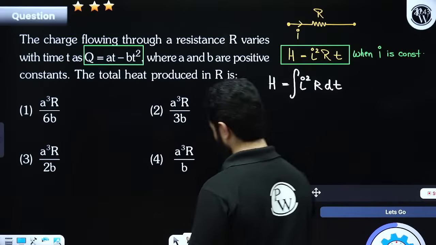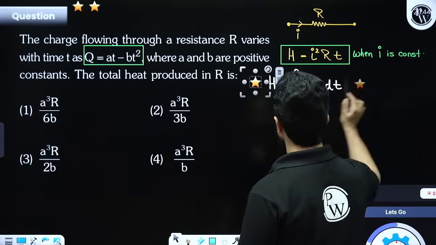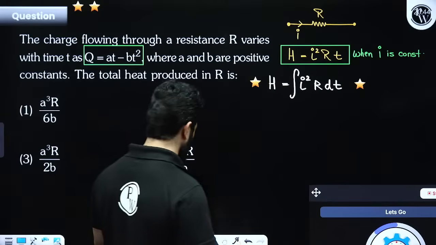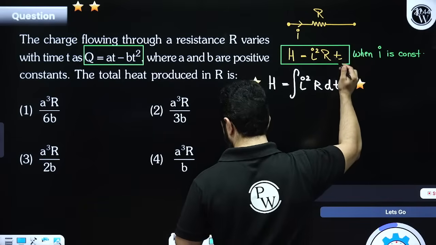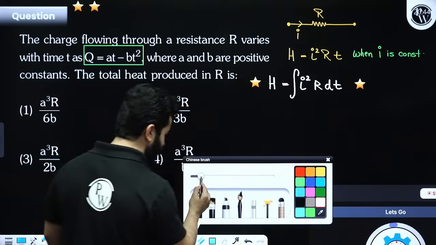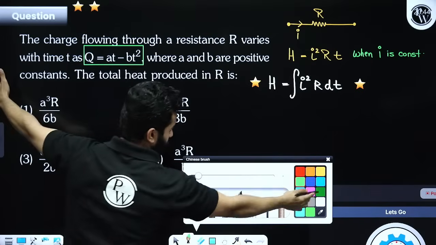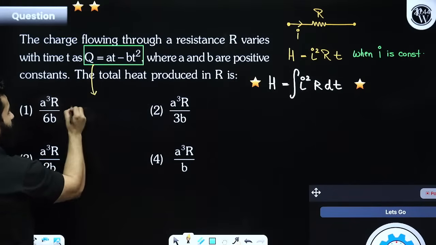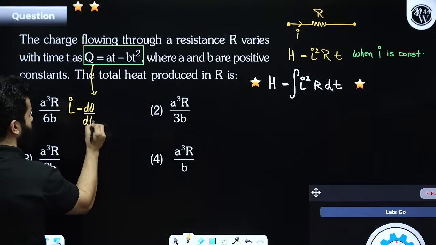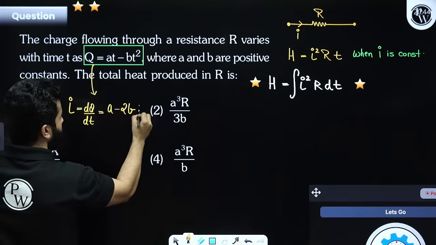Very important formula, dosto. Pay attention. Very, very important formula: I square R dt when current is not constant. But what are going to be the integration limits? That's the first point. If you closely see this equation, of course, we can find out the value of current. I will be simply dq by dt, and that is going to be A minus 2bt.